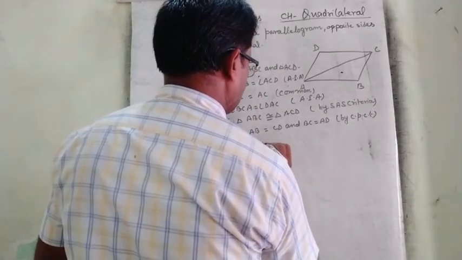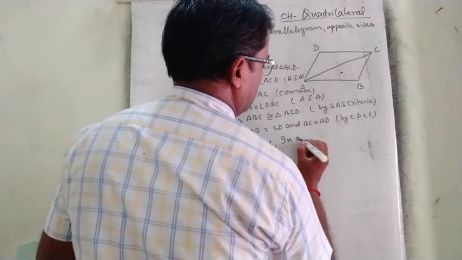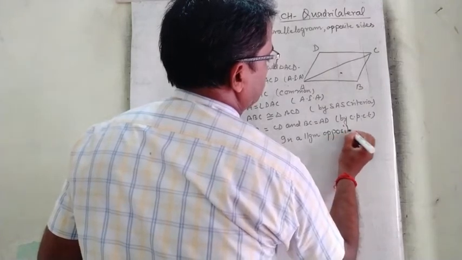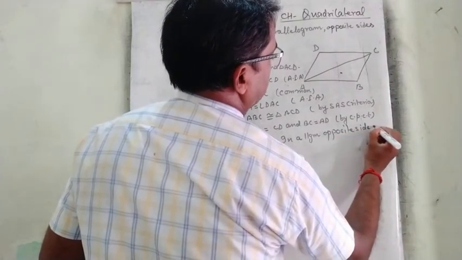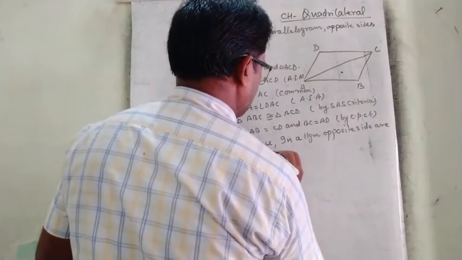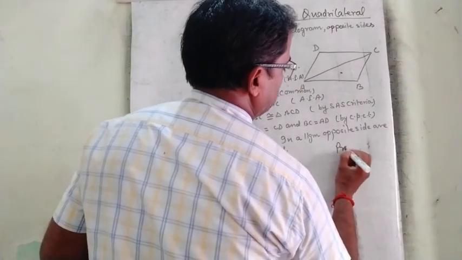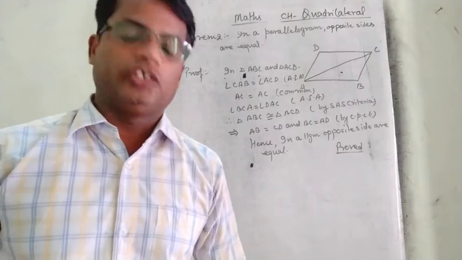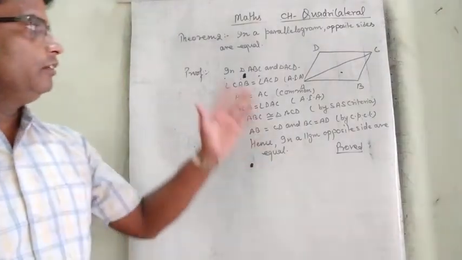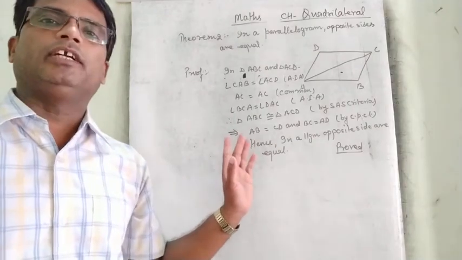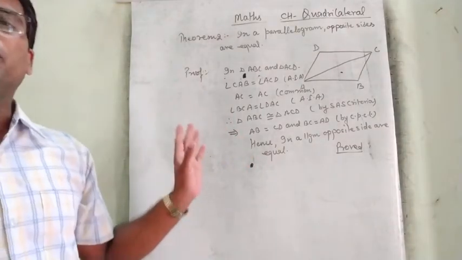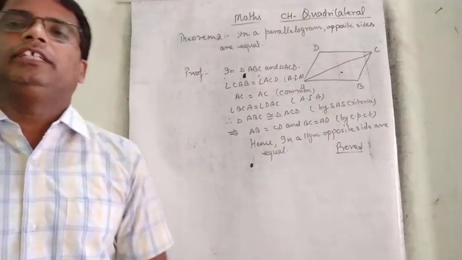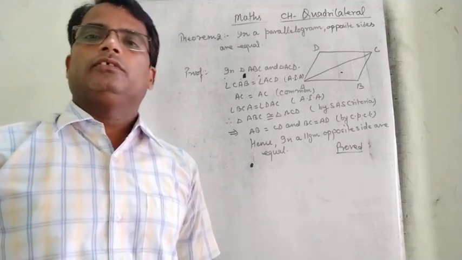Hence, in a parallelogram, opposite sides are equal. Proved. In this way we have proved. Very simple. Already all of you have studied congruency in the previous chapter, that's why there are no doubts or difficulties here. Today only these two theorems I will discuss in this video. In the next video I will discuss more theorems. Okay students, today only this much. Thank you.